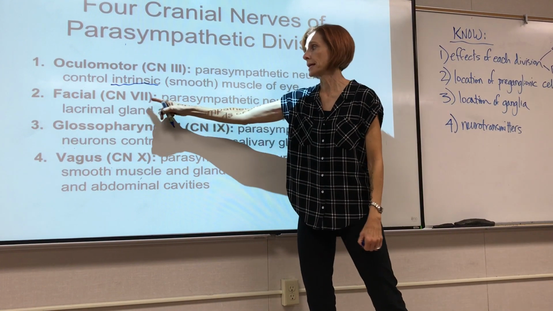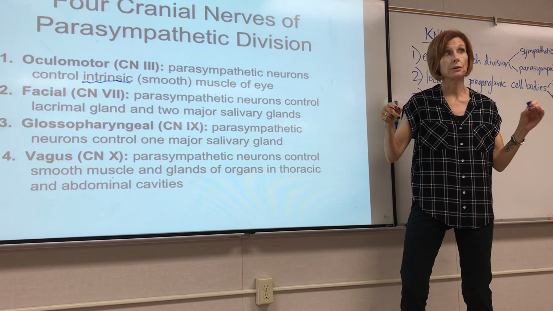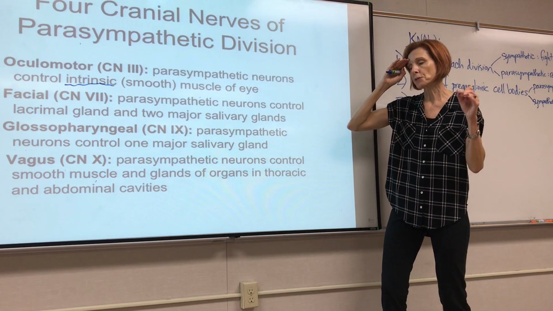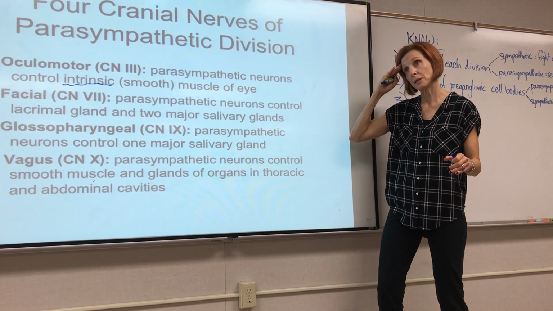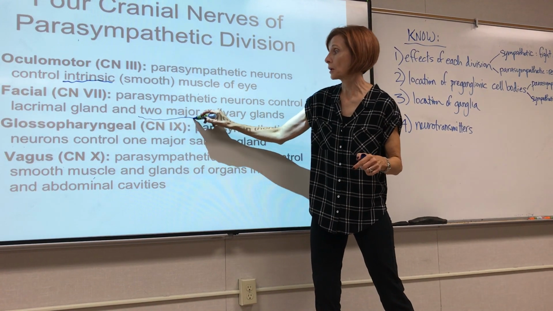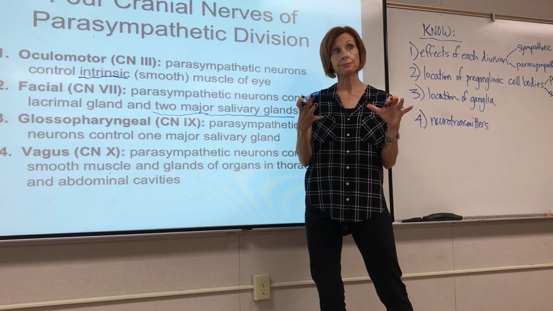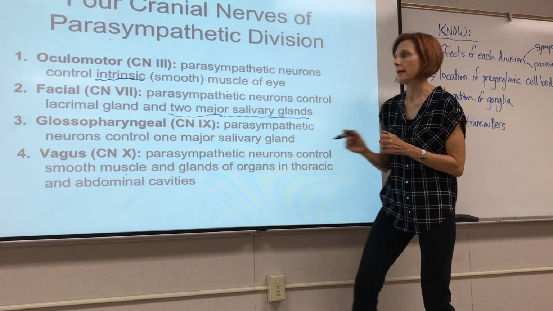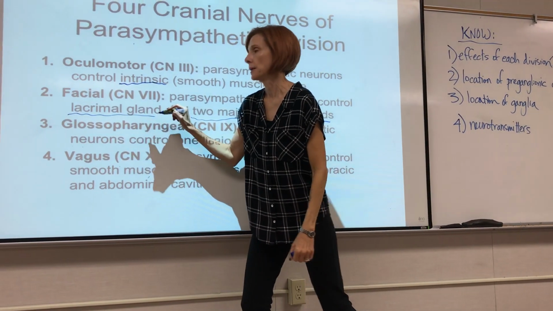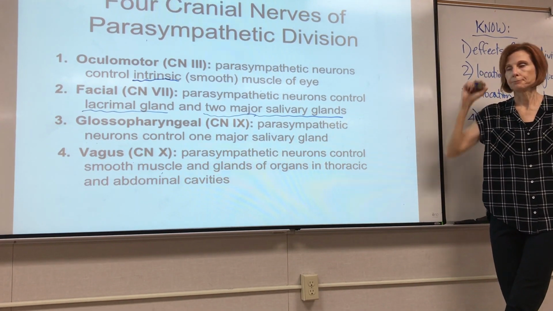Okay, with cranial nerve 7, the facial nerve, the parasympathetic neurons are going to control a few glands. So 2 of what we call our major salivary glands, major just means they're large, okay, and the lacrimal gland. The lacrimal gland secretes tears, right.